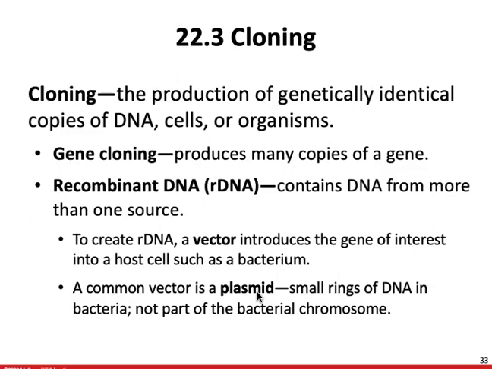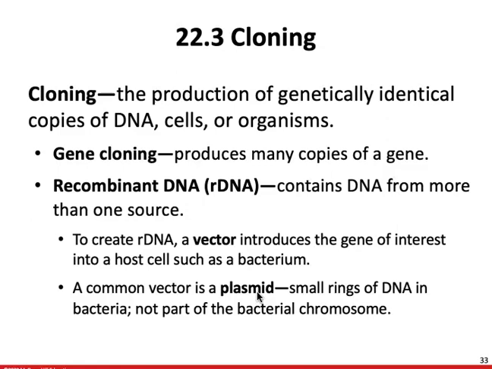Identical twins are in essence natural clones of each other. They're two individuals with the exact same genetic information, the same DNA. So that would be cloning of whole organisms. We can see cloning of individual cells. That would happen at the cellular level, like in the case of bacterial reproduction. But we can also see the cloning of DNA sequences.